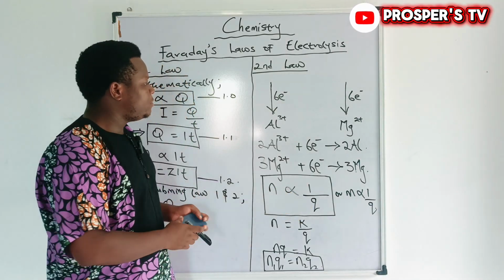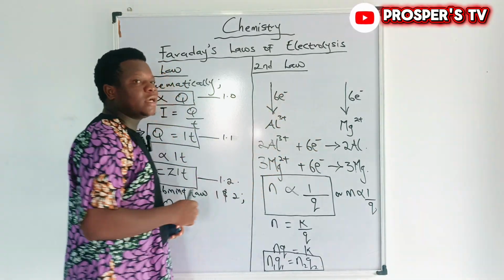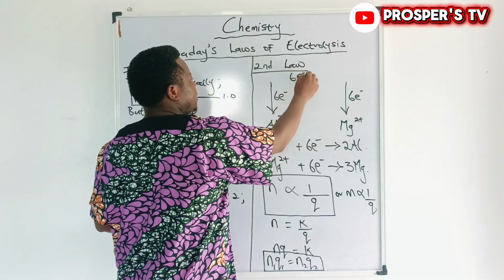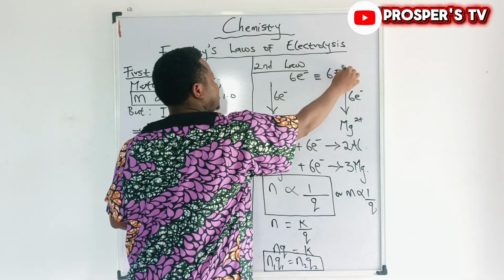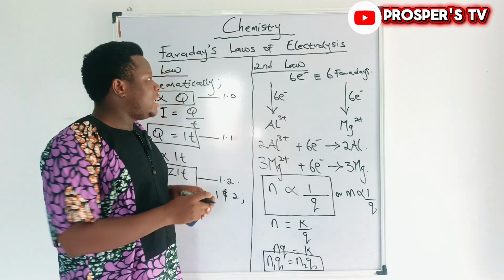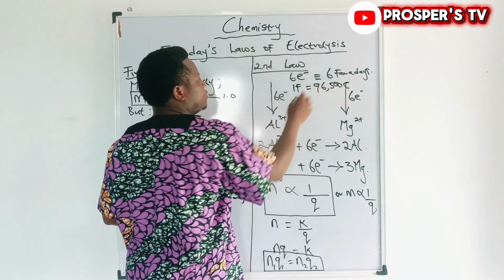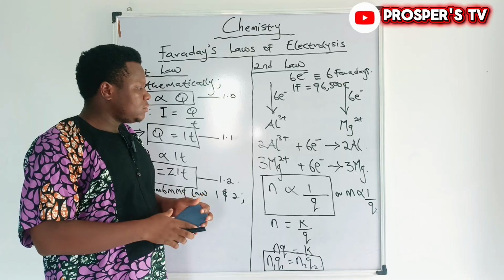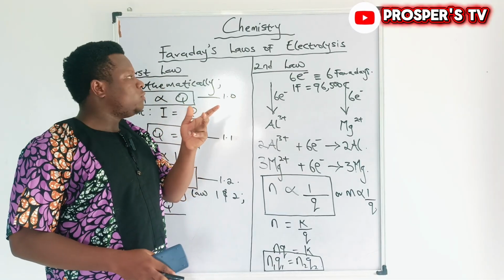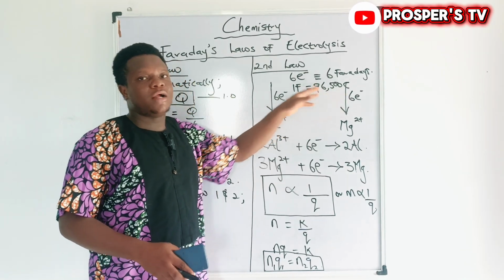Now, in this case we can see this is taking 6 moles of electron. In this topic, 6 moles of electron is equivalent to 6 Faradays of electricity. Take note of that. So if I write 6 moles of electron, it's equivalent to saying 6 Faradays, or you can simply say farads of electricity. And 1 Faraday of electricity is equivalent to 96,500 coulomb. So if for 1 mole of aluminium we need 3 Faradays of electricity, 3 Faradays would correspond to 3 times the value for 1 farad.